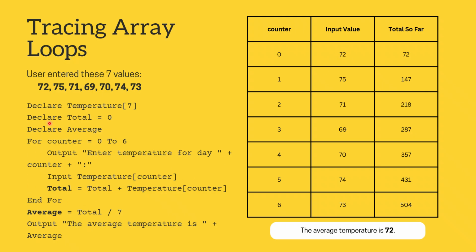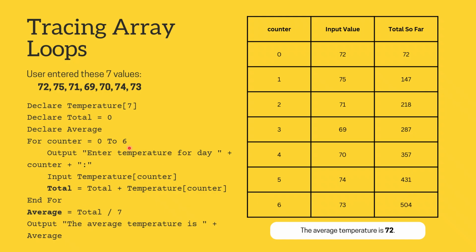So we go through the loop again. The next time through the loop, it's going to be 1, because we're saying 0 to 6. So the next one is 1. They input the value of 75, and then we add 75 to the existing total of 72, and now we've got 147. Then it loops again. The counter becomes 2, the input value is 71, and when we add that to the total, it's 218. So we keep going like that.